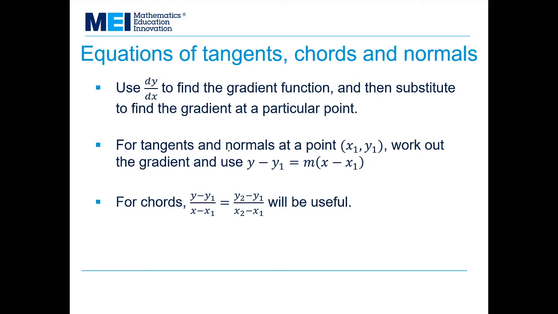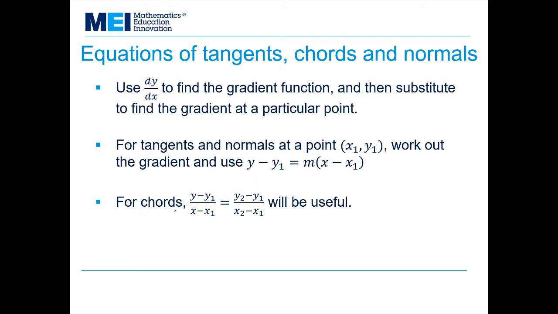If you're asked to find the tangent or the normal at a point (x1, y1), first of all you're going to work out dy/dx to get the gradient. If it's a normal, you're going to use the negative reciprocal to find the gradient at right angles to the tangent, and then you can use the formula y minus y1 equals m times (x minus x1), where m is the gradient that you've worked out.